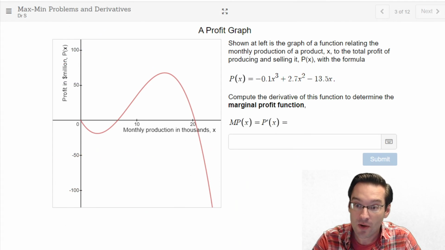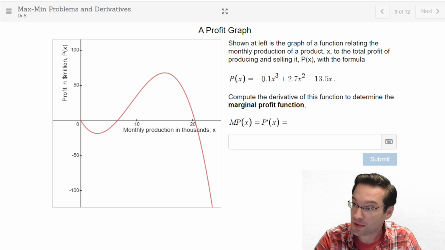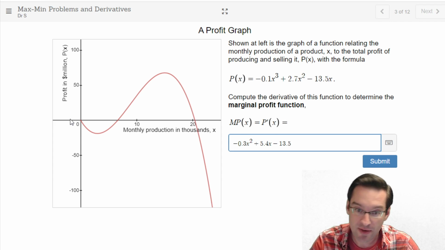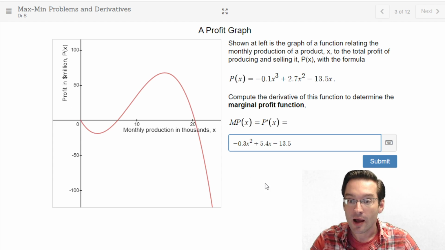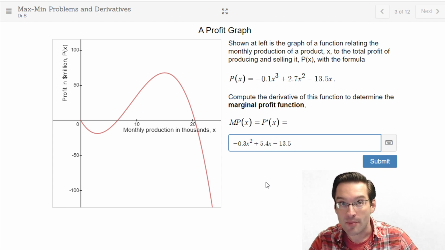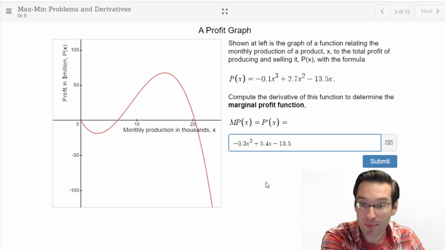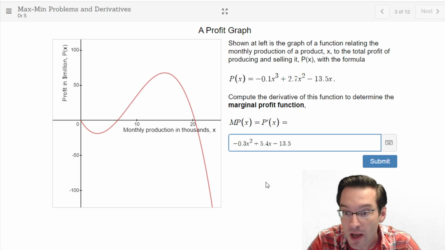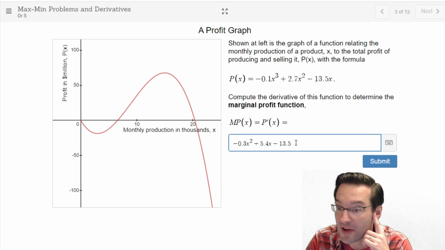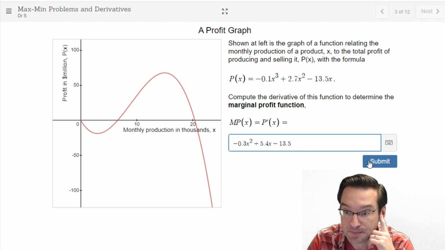So my question is, how would you compute the derivative of this function? What's a formula for the derivative of this p of x? That's going to give us the marginal profit function. So my original profit function was this third degree polynomial, minus 0.1x to the third plus 2.7x squared minus 13.5x. That's the graph that we see over here on the left. And the marginal profit, which is how much profit or loss do I make by selling just one more unit of my product at any given production value, that derivative has this formula: minus 0.3x squared plus 5.4x minus 13.5.